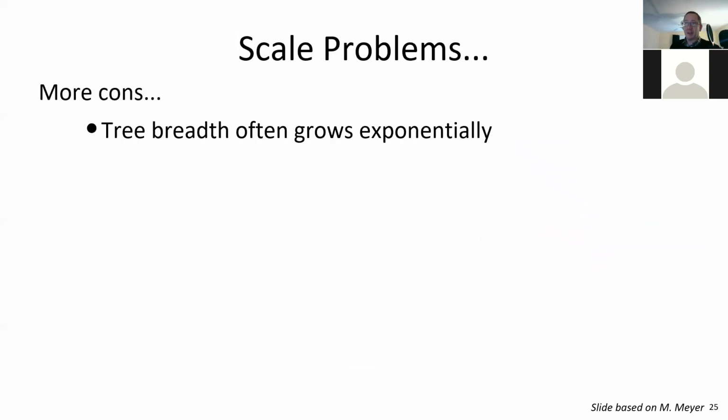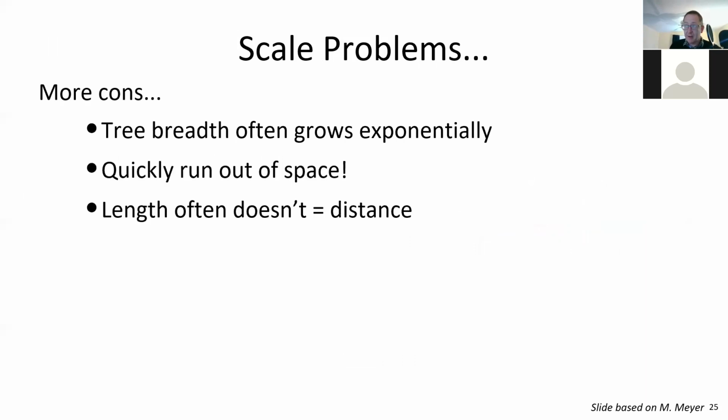The breadth grows exponentially. If it's a tree, it just goes like this. At the bottom of the tree, every layer you go down, this thing gets wider and wider and wider. It uses up an incredible amount of space.